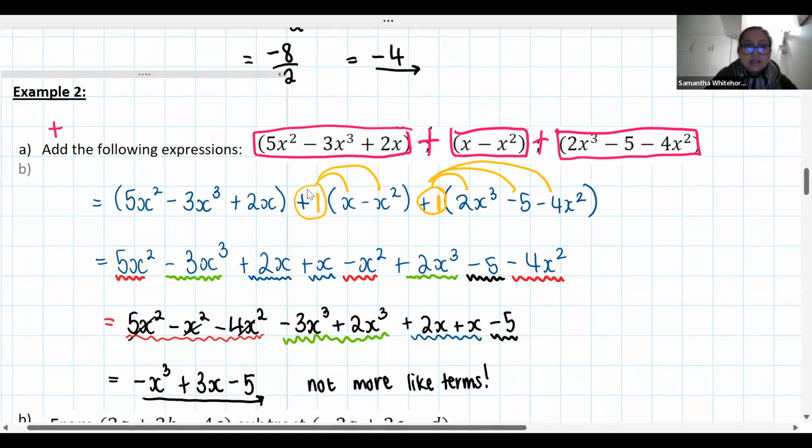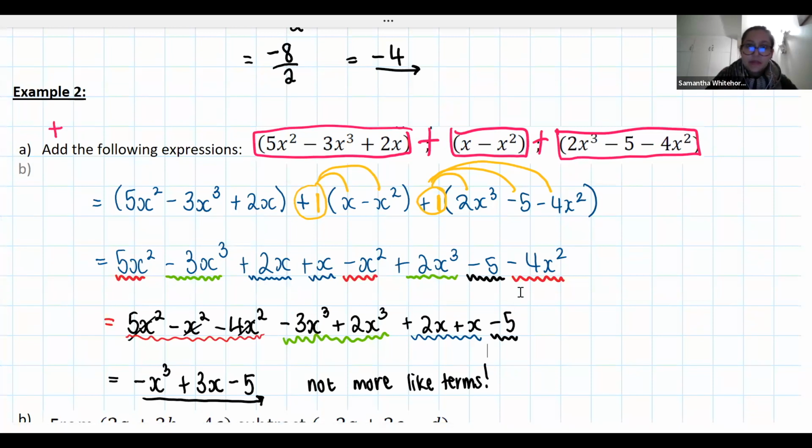Right, very nice. I'm going to wait here in case anyone wants to screenshot. If you've got any questions, you can raise your hand. Otherwise, we're going to have a look at another one. Okay. Right, guys, let's have a look.